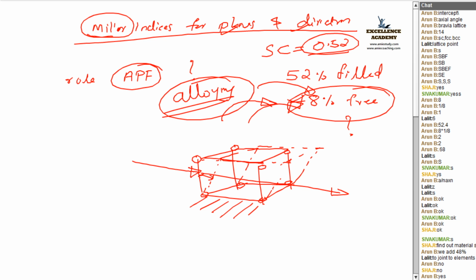So if this area is not fixed, what will happen? This entire crystal will move in this direction. Say scientist number one communicates to scientist number two that this material is moving from this direction to this direction. Then he will ask which direction. So we have to give some name to represent that direction, isn't it?